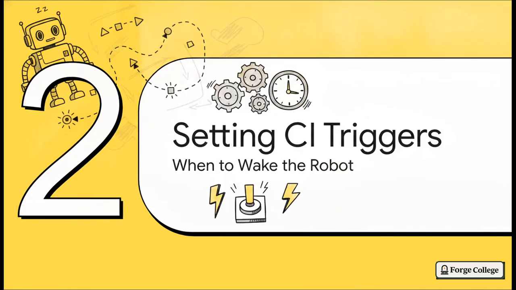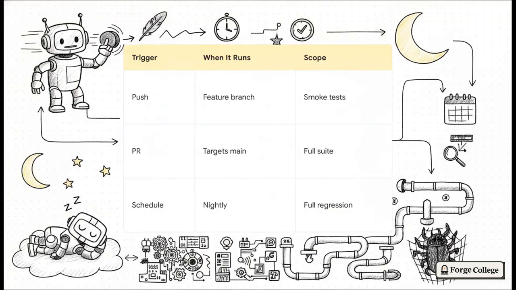Moving on to Section 2, setting up CI triggers. Obviously, a robot is pretty useless if it just stands in the corner powered off. We need to install the sensors. We have to map out exactly how and when this machine wakes up to do its job. And this is all about balancing speed with security. You really don't want to run a massive hour-long test suite every single time you fix a typo. That just wastes compute time and completely kills developer momentum.